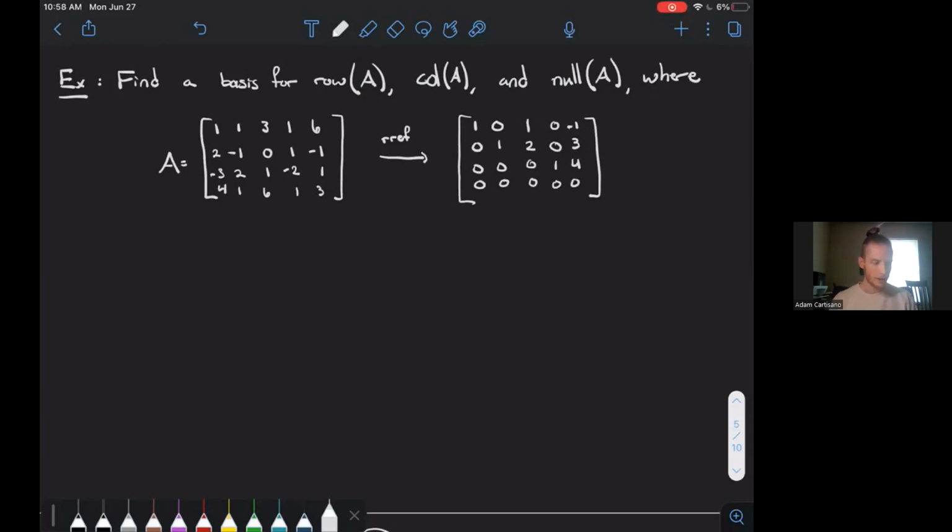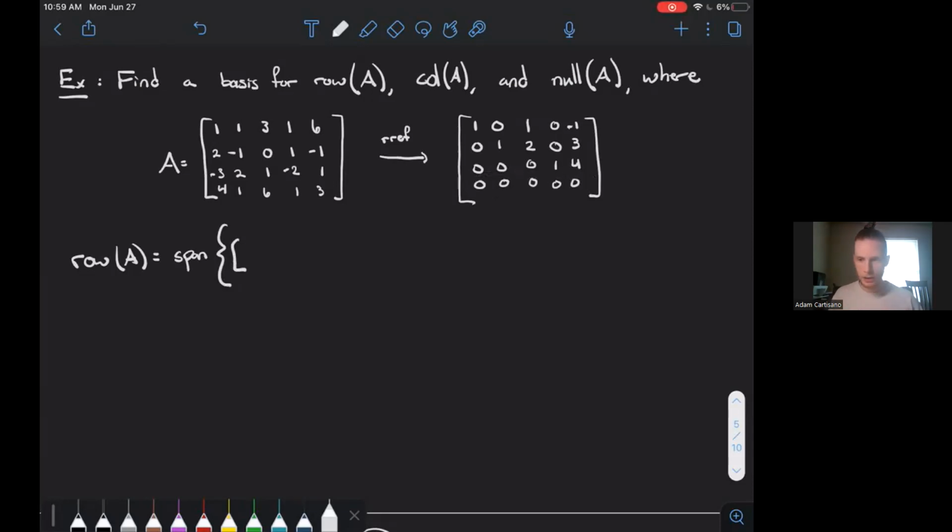Notice that these matrices are row equivalent. We used row reduction to get from one to the other. Well, then the row space of A is precisely the span of, well, we can't include the zero vector.